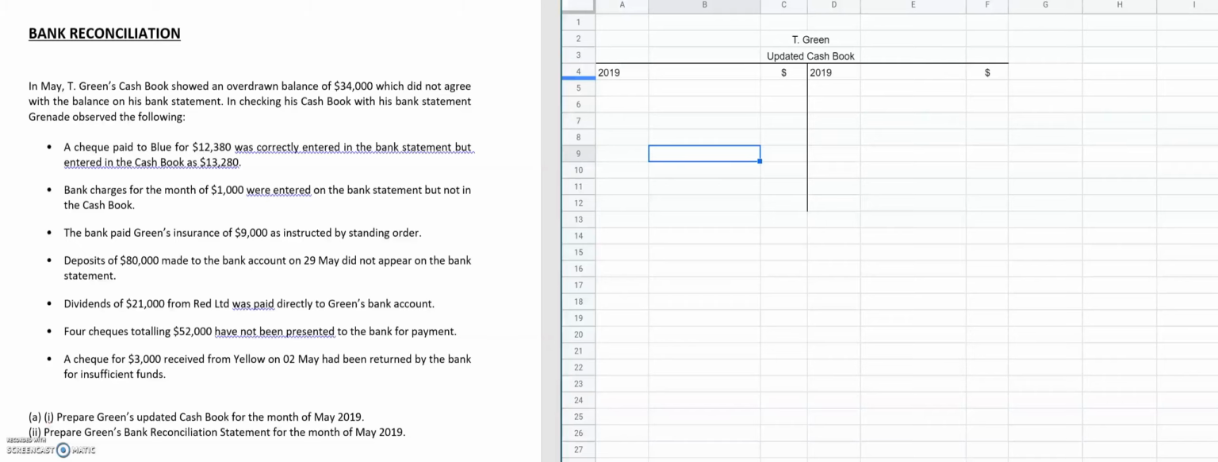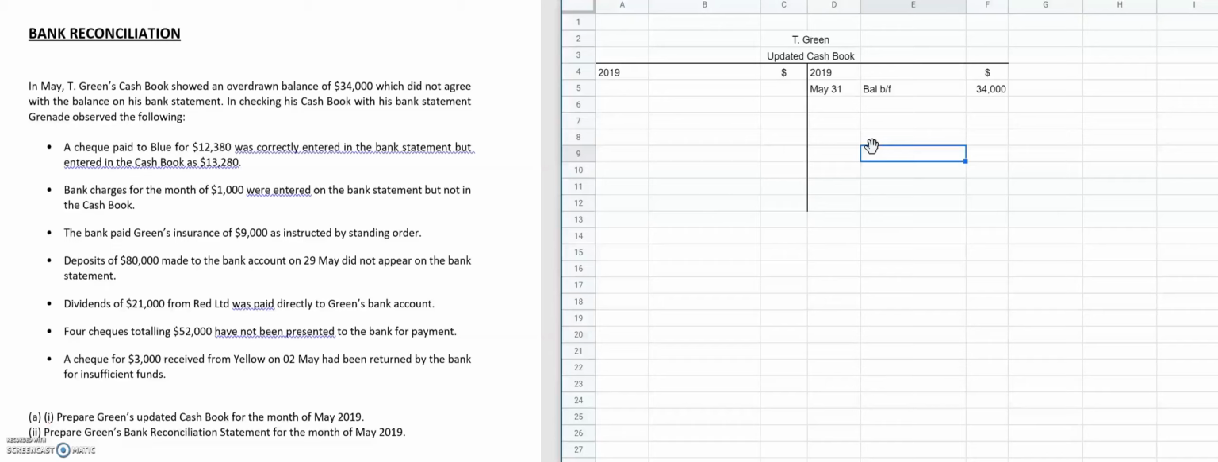Now we start off by recording the balance for the cash book, for our updated cash book, which is $34,000. Now, because it's an overdrawn balance, it will be placed on the credit side, signifying a liability, signifying that we actually owe this money. Right. We are going to go through the other items given in the question and identify those transactions that belong in the cash book and those that belong in our bank reconciliation statement.